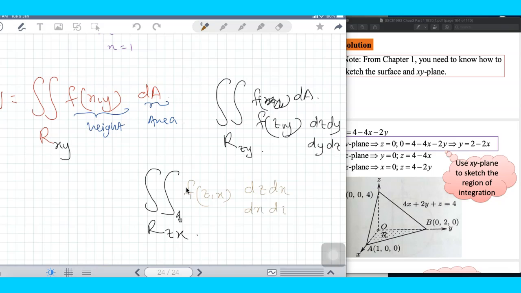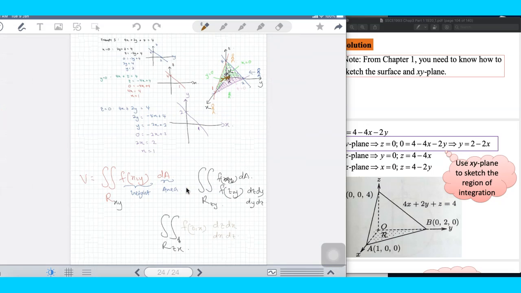dx dz. Okay, so that's why the first question is, after you sketch your solid, you must determine where your region is. So what is actually your region? Your region is the floor, your floor. Okay, the floor.